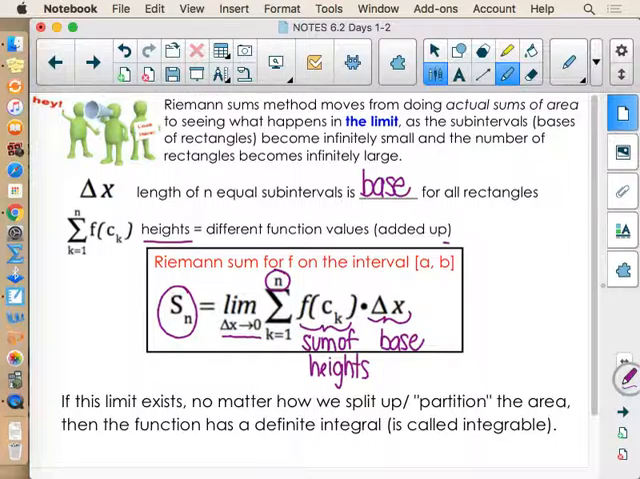And if this limit exists, no matter how we split up or break into rectangles, then the function has that definite integral we were referring to yesterday. And so we'd call it able to be integrated. There is an integral value, so it's called integrable. Much in the same way we said that if a function is able to have its derivative taken, it's differentiable at points.